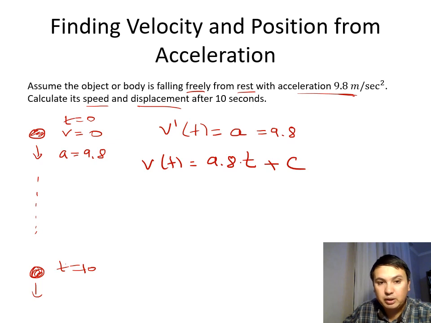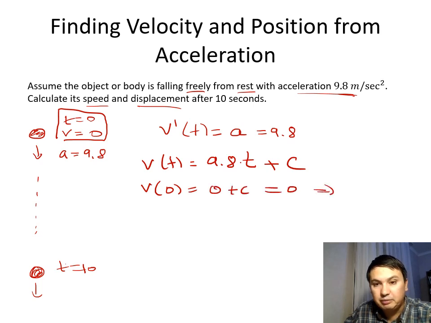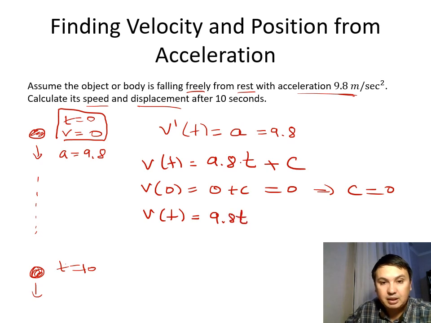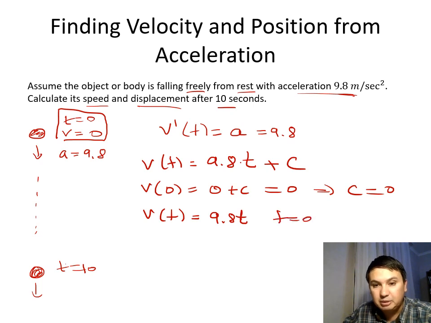Okay, how do I find c? Well, I know one piece of information: at t equals 0, v is 0. So if you substitute 0 here, this becomes 0 plus c, and I know that this is 0. So this implies c is equal to 0. This means my v of t is 9.8 t. That's it. Now if I plug in t equal to 10, then my speed, which is just the velocity, is 9.8 times 10, so this is 98 meters per second.